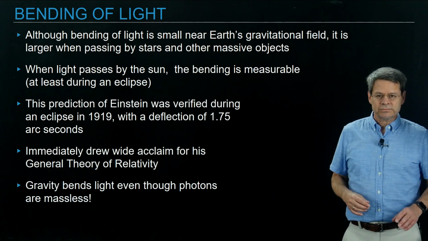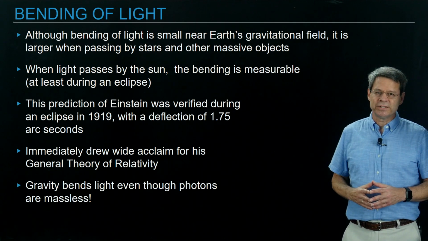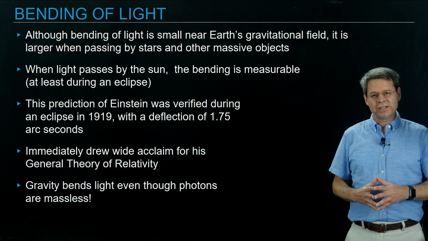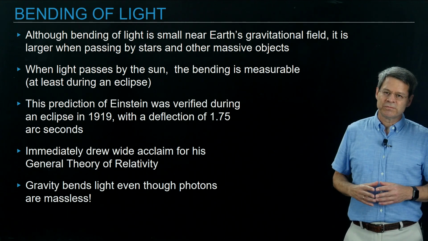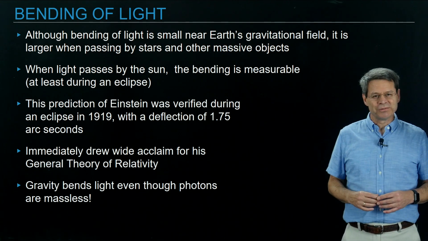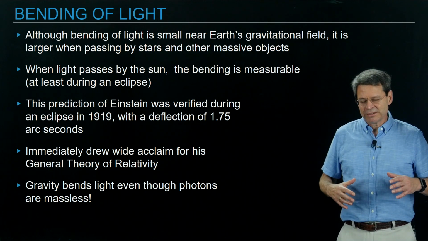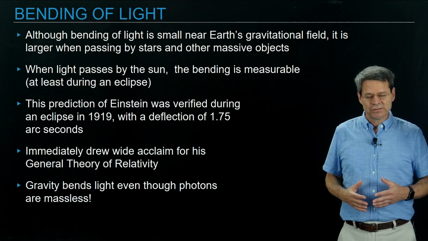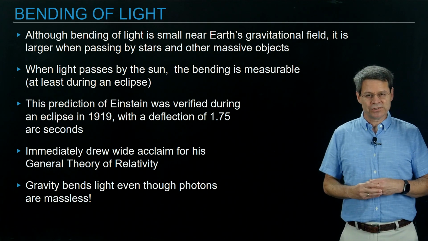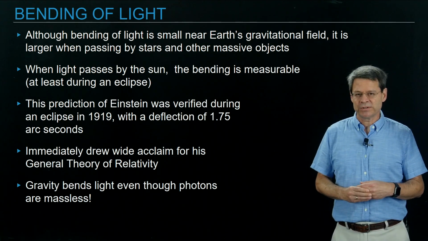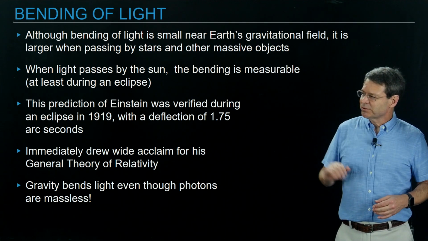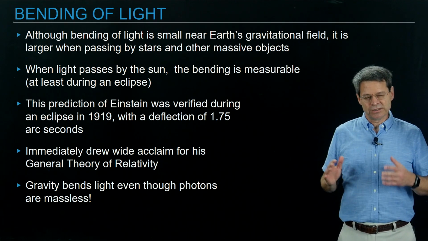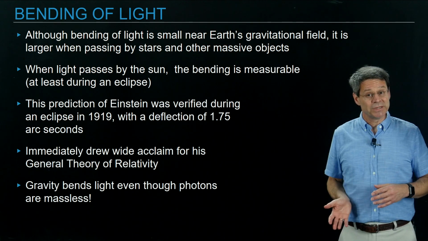And essentially what we're talking about here is that gravity bends light even though photons are massless. We've learned that the photons that light is quantized into are massless. So in Newtonian gravitation, they should have no force of gravity. In fact, through the general theory of relativity, equating it to accelerating frames, light does bend.